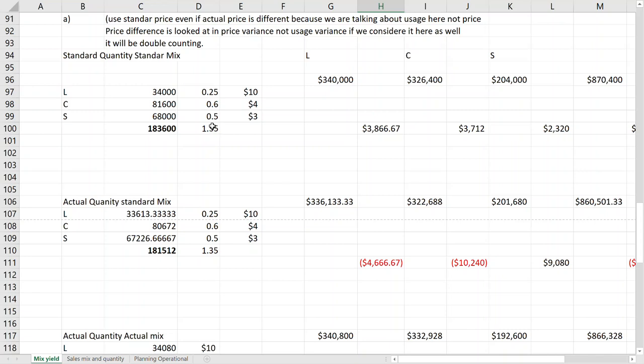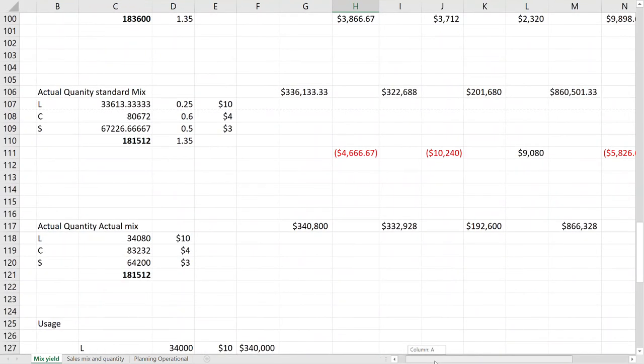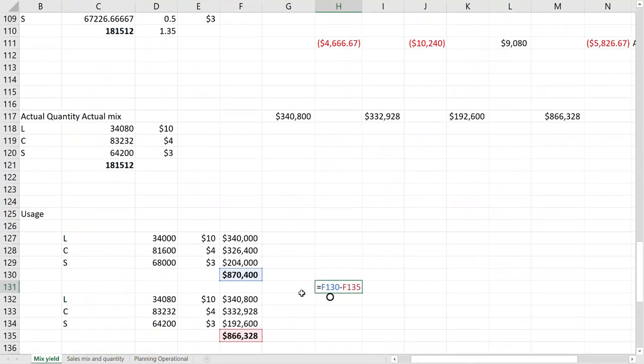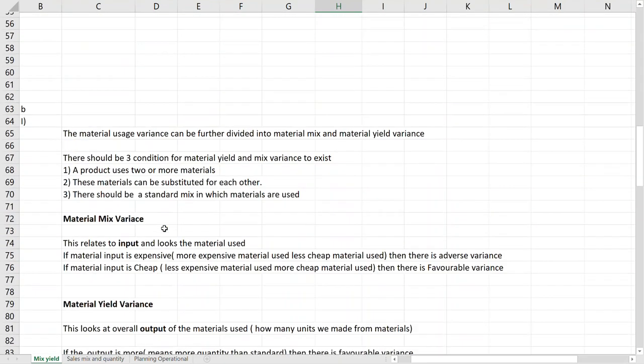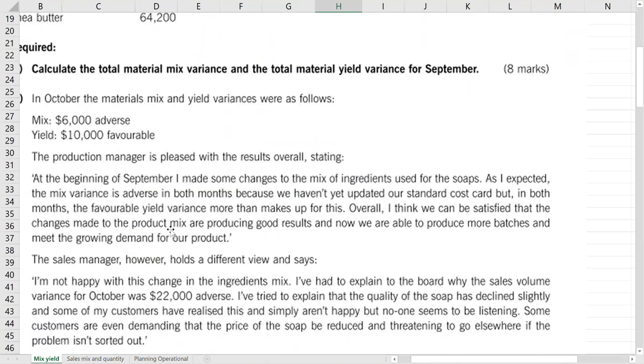There is also another way of knowing. Okay. So we've answered part A, which is mix and yield variance. So overall, we saved money on usage. Now price is something else. You shouldn't be confused. Don't mix one thing with another thing. Now let's look at part B.